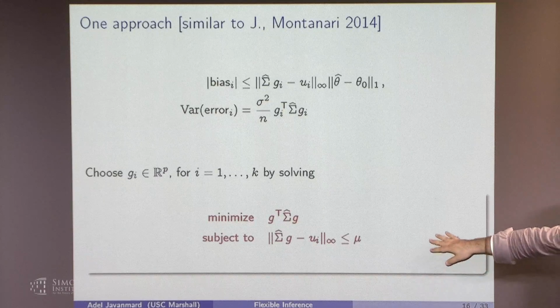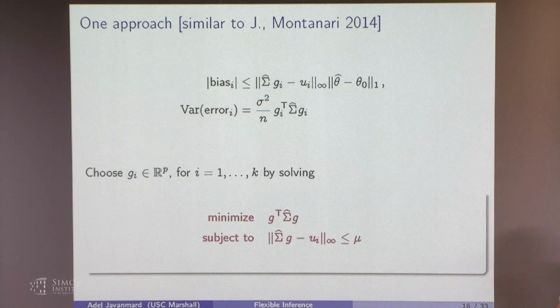So we do that with this quadratic optimization. So you want to minimize the variance, and you have some constraint on the bias. Okay, so mu here is some tuning parameter. So it somehow plays the trade-off between the bias and variance here. Okay, so here you are trying to control the bias, and you are trying to minimize the variance at the same time.